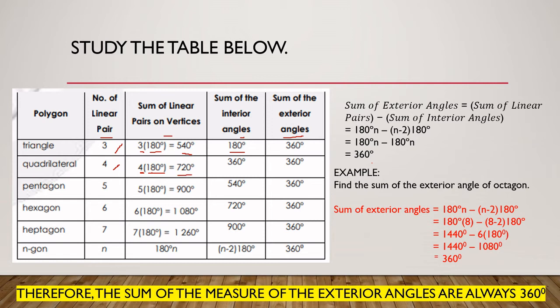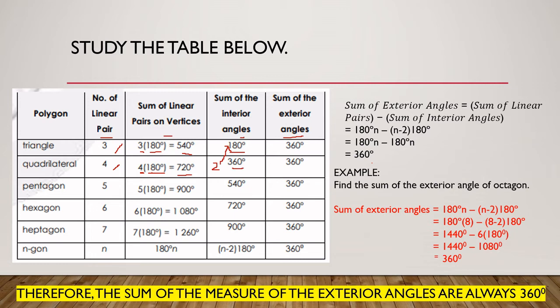So, it will be equal to 720 degrees. Since this is a quadrilateral, how many triangles can you form if you draw a diagonal from one vertex? You can form two triangles here. So, multiply that by 180 degrees, and that is equal to 360 degrees.